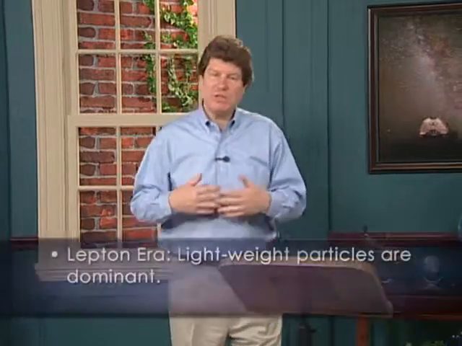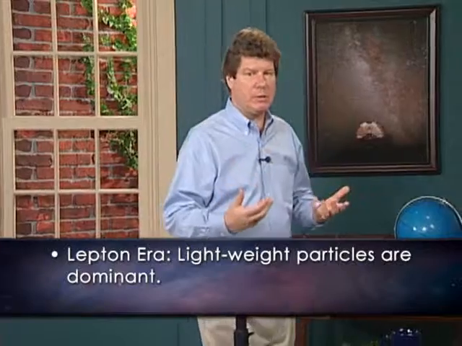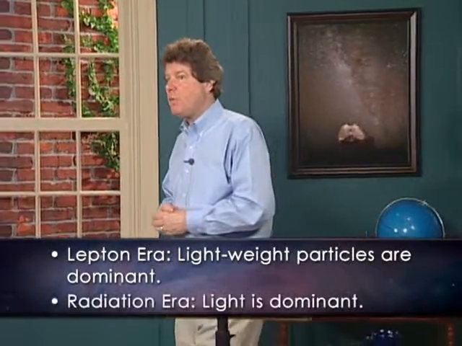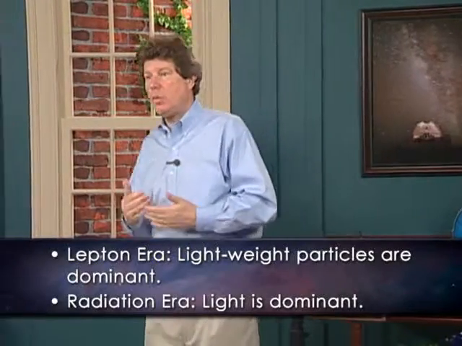Now, when the electrons and anti-electrons vanish, the dominant constituent of the universe becomes photons, light. Or at that time, because it was so hot, gamma rays. Going back to our naming terms, we've just left the lepton era, where lepton is for lightweight particles like electrons, and we've now entered the radiation era, where light is dominant.